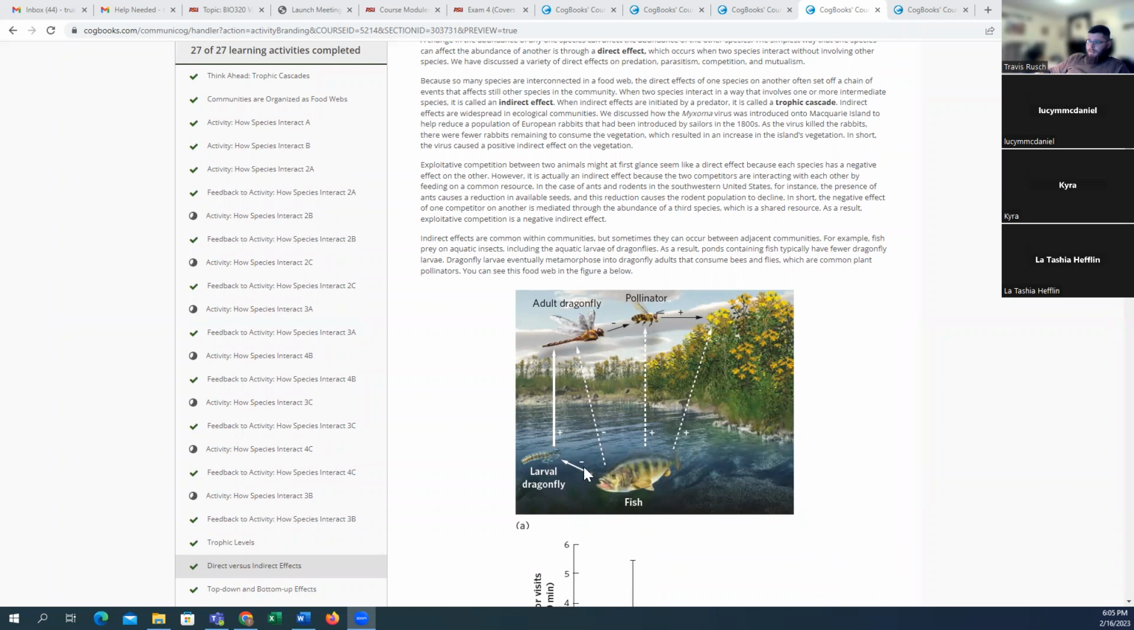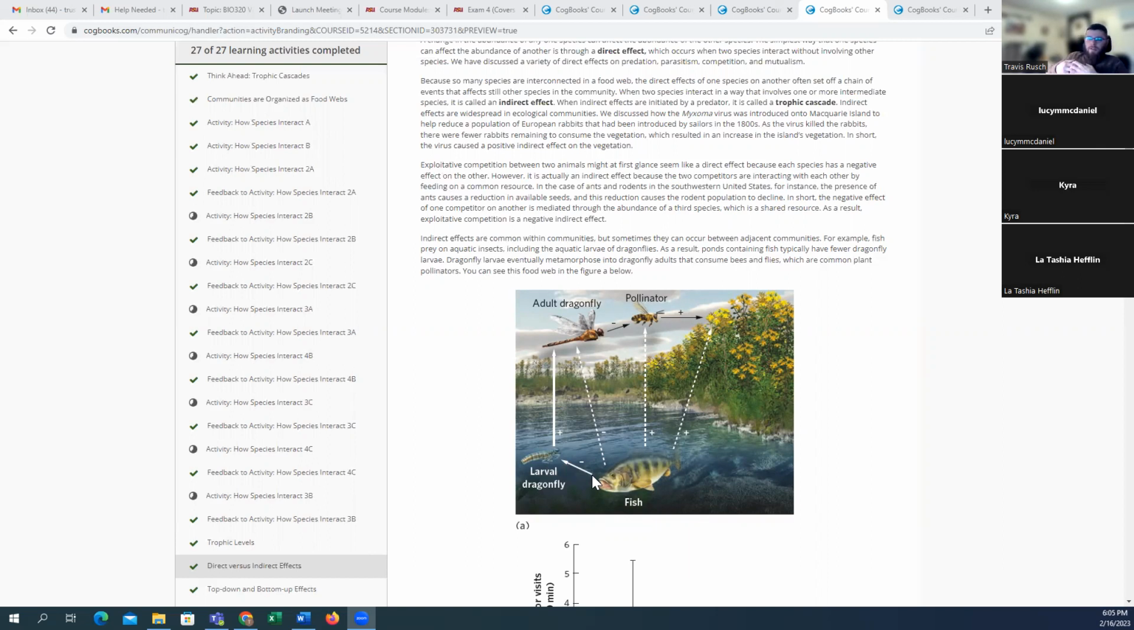That represents the direct effects or the indirect effects? Yeah, I think the solid lines are direct and the dotted lines are indirect. Sure. So we can see, direct effects might be a little more straightforward, right? The fish eats the larvae or the larval dragonfly. So a direct effect is a direct interaction between two organisms.